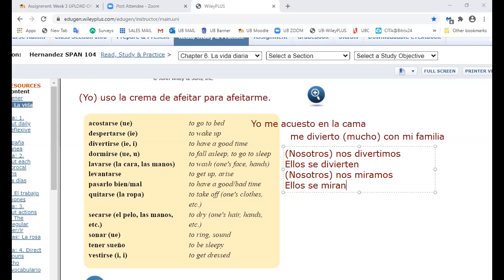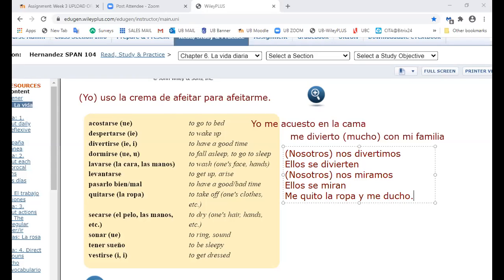Ahora, cuando llego a mi casa, me quito la ropa. Me quito la ropa y me ducho. What's going on there? What are you doing in that case? Putting on my... No, quito, me quito. Off. Taking off my clothes to take a shower.